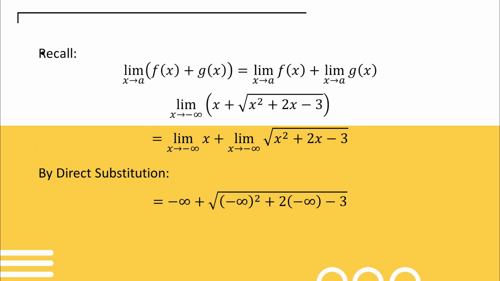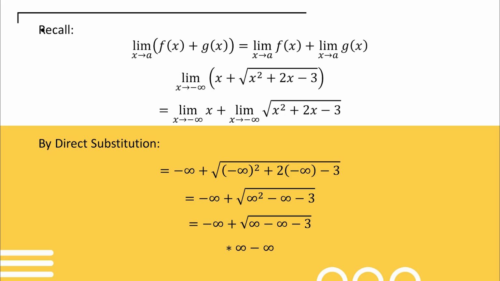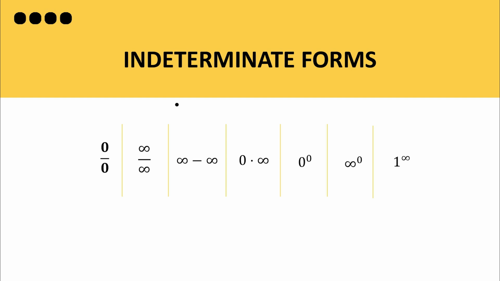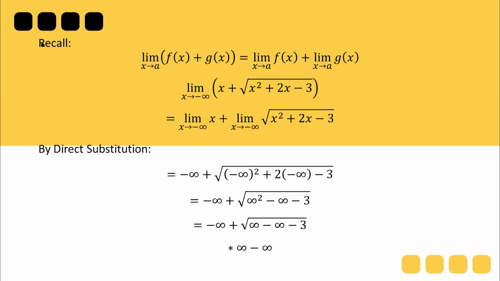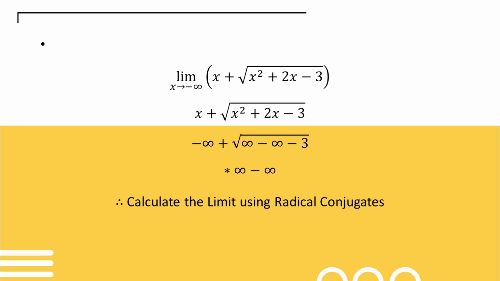By direct substitution, we get the following expression. Notice that by direct substitution, the value infinity minus infinity was acquired. This expression is one of the known indeterminate forms. As such, we cannot get the limit of the function by applying direct substitution first. In this type of problem, where there is a square root function and taking the limit by direct substitution yields an indeterminate form, we will calculate the limit using the radical conjugates.